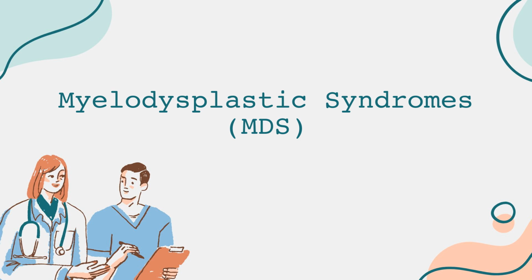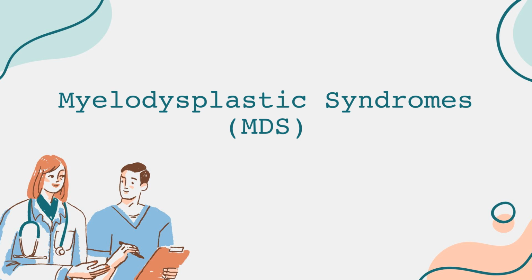Once diagnosed, MDS can be classified into several subtypes based on the characteristics of the blood cells and the percentage of blasts, which are immature cells, present in the bone marrow. The World Health Organization categorizes MDS into categories like MDS with excess blasts or MDS associated with deletion of chromosome 5, among others. These classifications help in understanding the prognosis and determining treatment options.